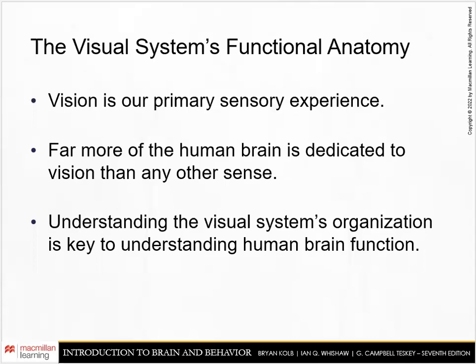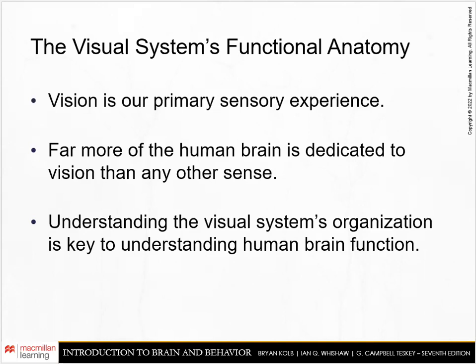So we're going to be talking about the visual system's functional anatomy. It's important because vision is really our primary sensory experience for humans, and far more of the human brain is dedicated to vision than any other sense. It's really kind of the pinnacle sense that humans have.